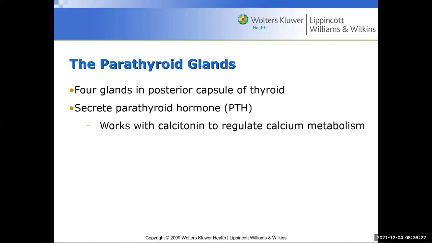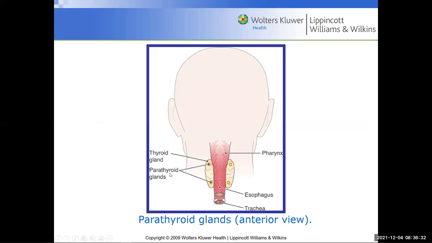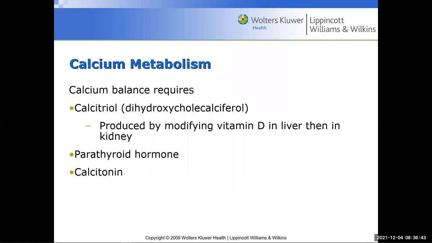So the parathyroid glands, four glands, secrete the parathyroid hormone. Let's have a look to see where they are. So these are the parathyroid glands, 1, 2, 3, 4, located posteriorly, as can be seen from the diagram itself. Calcium metabolism requires calcitriol, dihydroxycholecalciferol, shortened to calcitriol, and it's produced by modifying vitamin D in the liver, then in the kidney. So that's a role in terms of calcium balance. You have modification of vitamin D occurring in both the liver and the kidney itself.